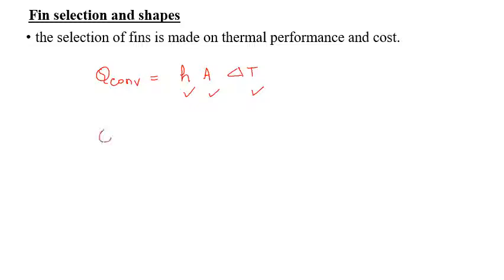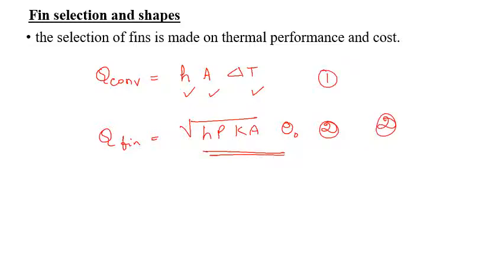And generally, the heat transfer with the fin is given by the square root of hPkA times theta naught. This we have derived earlier. Now the question is whether the ratio of these two is greater than 1 or not. If the value of Q due to the fin is more than 1, then it is preferred. Otherwise, we may not think about having a fin.